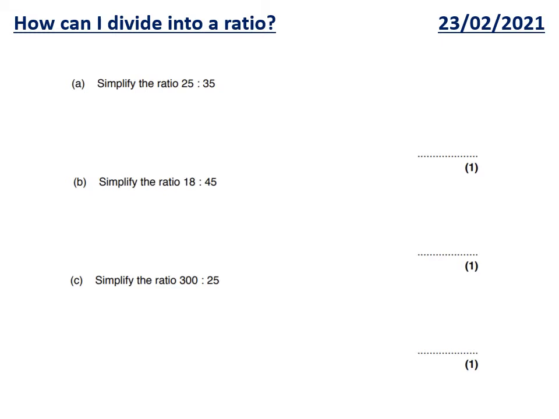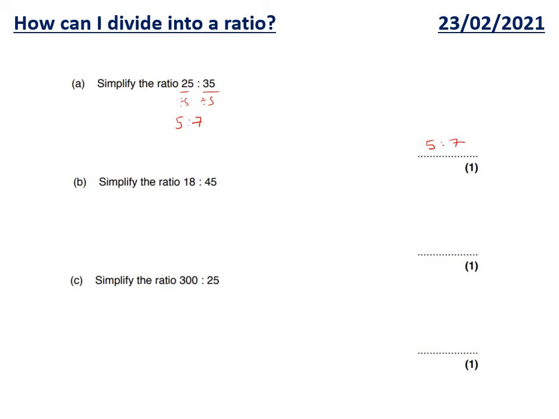So the first thing to identify is what times table has these numbers in. So 25 and 35, and they're both in the 5 times table. So let's divide them both by 5. How many 5s make 25? That's 5. How many 5s make 35? That's 7. So that's going to be our simplified ratio, 5 to 7.